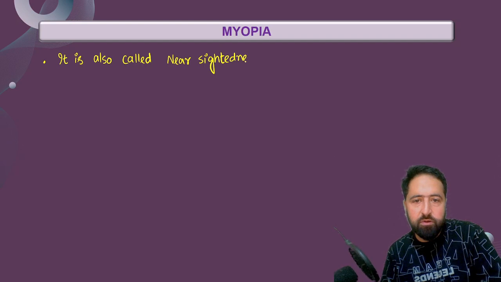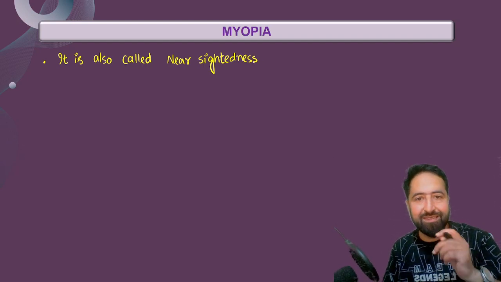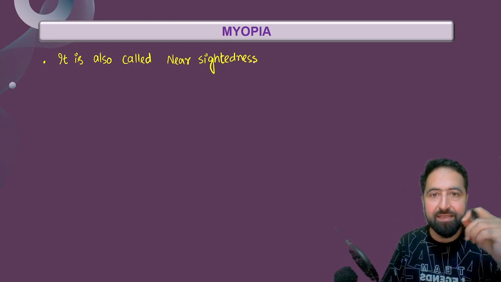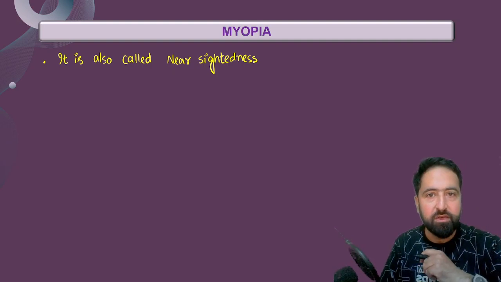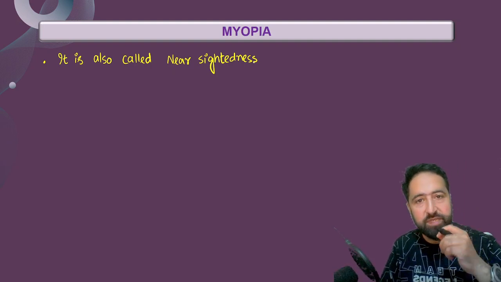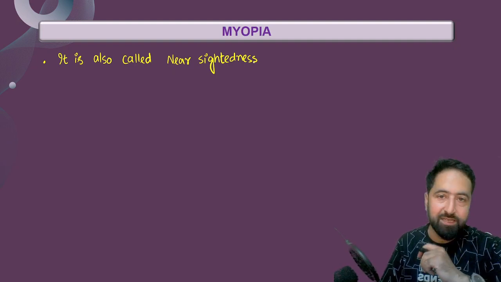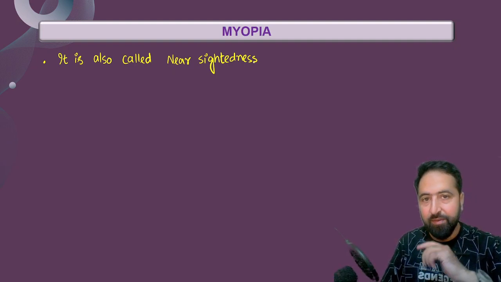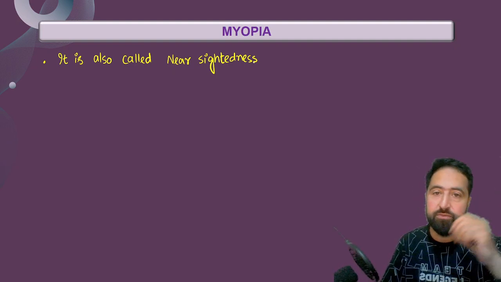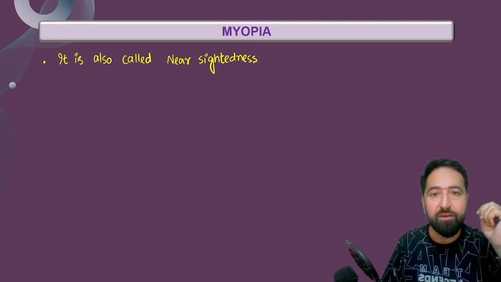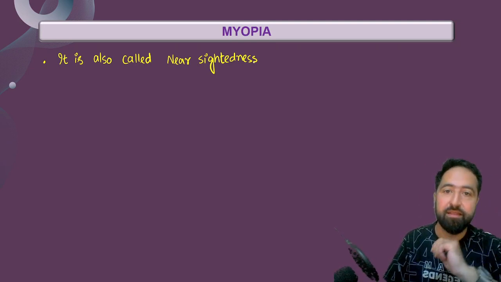So what happens in this defect is that a person can see the nearby objects clearly. जो चीजें, जो ऑब्जेक्ट्स एक पर्सन के करीब होंगे, नजदीक होंगे, वो उनको अच्छे से दिखेंगे. But this person cannot see the far objects clearly. जो चीजें दूर हैं, वो इंसान अच्छे से नहीं देख पाएगा.